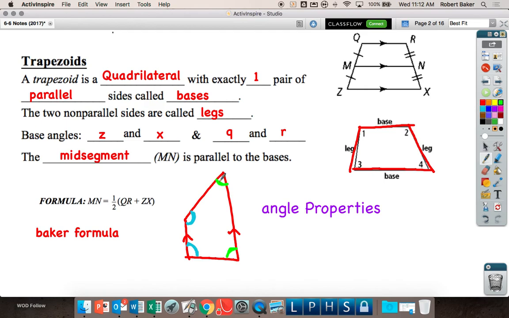Is there any conclusions you can draw from any of the pictures that I've drawn on or highlighted or colored? Is there any numerical properties or angle properties for trapezoids? Are the opposite angles related? Opposite angles have no relationship. None. The two base angles have no relationship. The consecutive base angles, no.